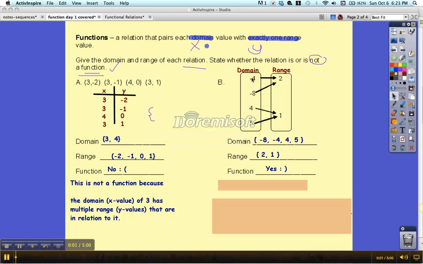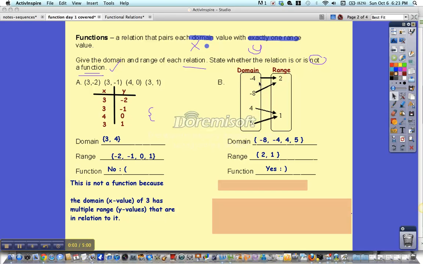So I know I got cut off, but like I was saying, each of these domain values only has one y value. The y values can have multiple x values attached to it as long as the x's, the domain, only has one y. So remember, this one was not a function. Okay, so this one was not a function because 3 was paired with negative 2, 3 was paired with negative 1, and 3 was paired with positive 1.